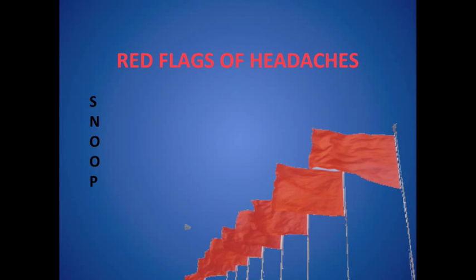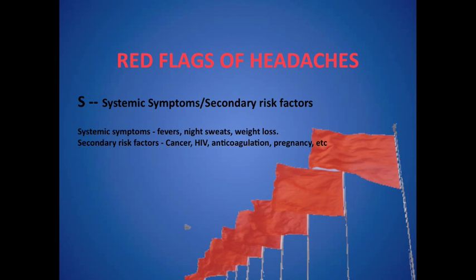So it's also important that we talk about the red flags of headaches. And I know you want the best for your patients, but you also want to avoid litigious situations. Knowing this mnemonic could help you in both regards. S is for systemic symptoms/risk factors. So you're always thinking about cancer, but you also have to think about things like anticoagulation meds, because a lot of your patients are on these drugs and they do cause bleeding.